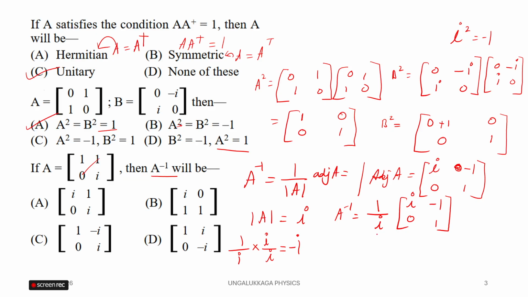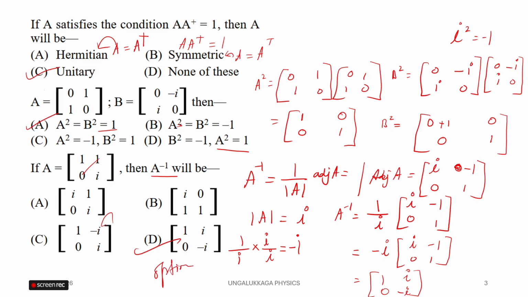Okay, so 1 by i is equal to minus i, so minus i into i minus 1, 0, 1, so we will be having minus 1, minus i square is minus 1, so we will be having plus 1, and minus minus will become plus, and we have i, so we have plus i and 0 here and minus i here. So option D is the correct answer. Okay, option D, we have option D as the correct answer.